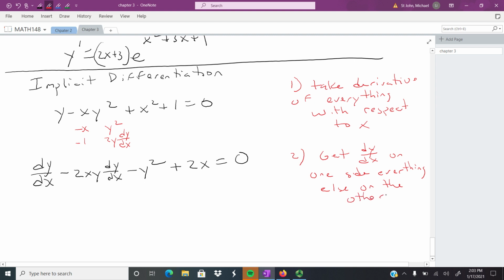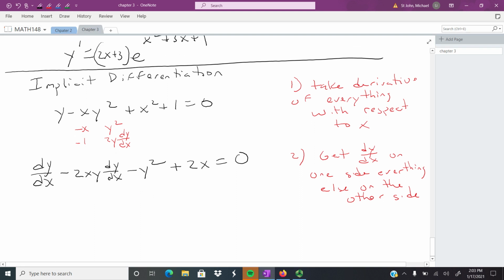So basically we want to start solving for dy dx. In this case, I'm going to add 2xy... and I'm going to add the y squared, and I'm going to subtract the 2x. Oops, sorry. Never mind. Scratch that. I'm getting ahead of myself. All right, so let me do this.